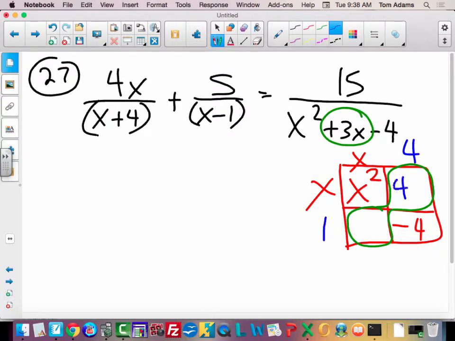This gives me 4x. And this gives me 1x. But remember, we want a negative 4. So one of these has to be negative. Which one? This needs to be negative, therefore that needs to be negative. Hey, wait a minute. Isn't this x plus 4 times x minus 1?